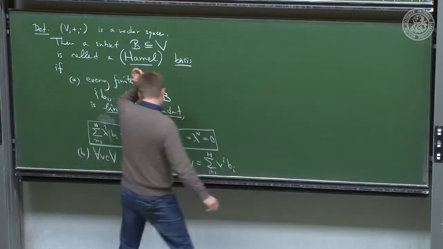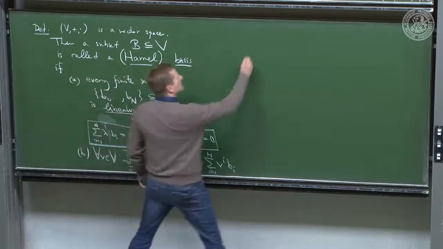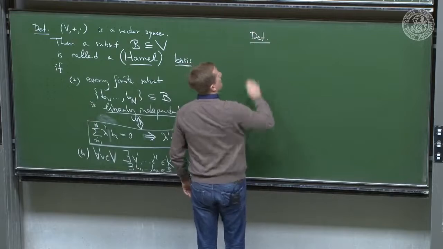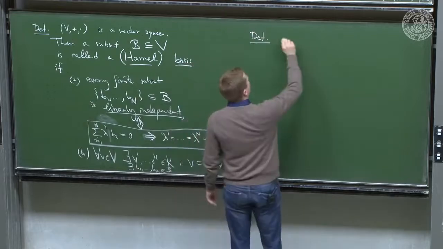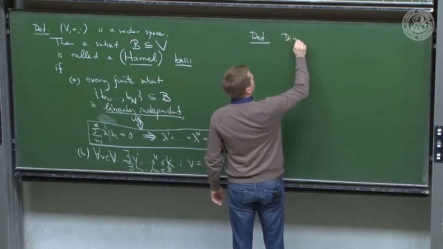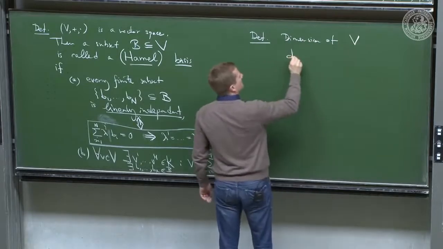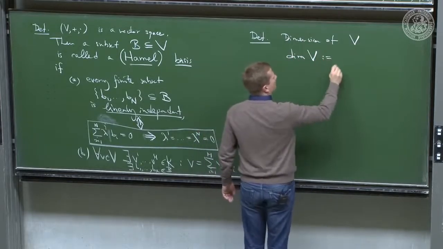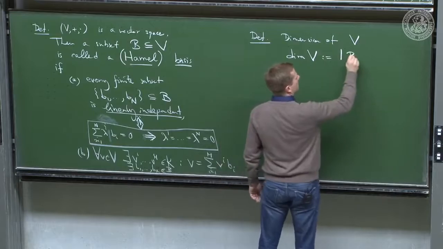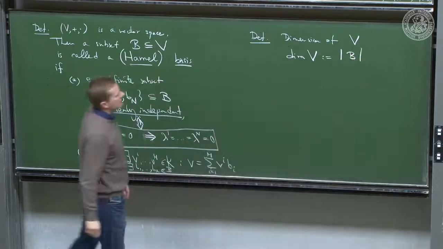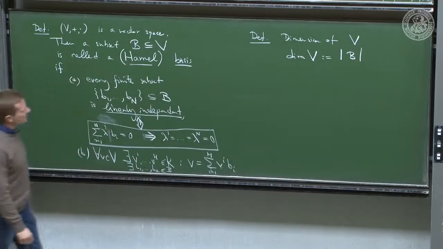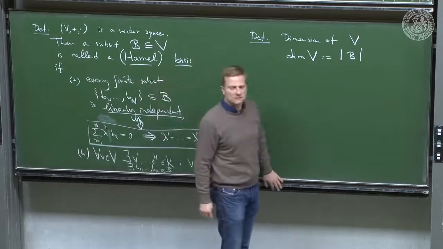You can then define, and in fact there's something to prove, but we're not going to do that, the dimension of the vector space. The dimension of V is the number dim V, and it's defined to be the cardinality of the basis. So that may be infinity, various infinities, but it may also be finite.